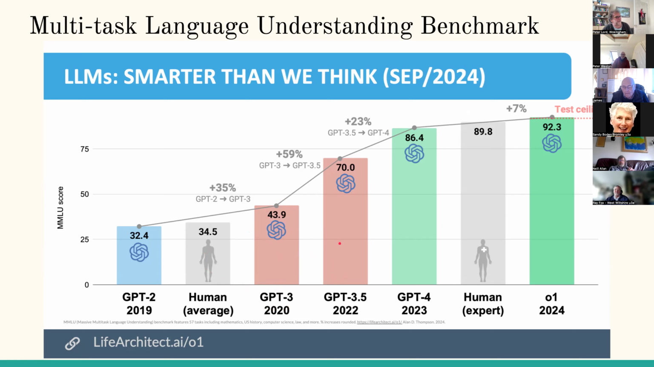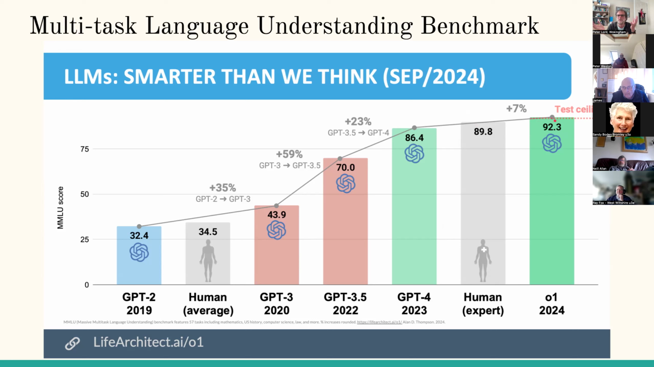2022, ChatGPT 3.5 gets 70, GPT-4, 86. The human expert, probably the person who's setting these questions, gets around about 90. And this new large language model in 2024 actually exceeds the human expert. And we're really bumping up against the limits of this particular test.